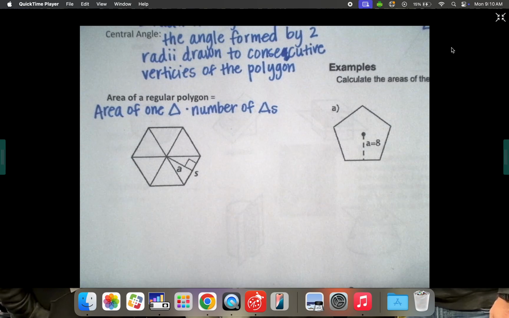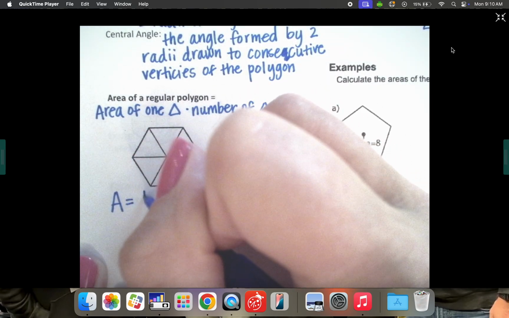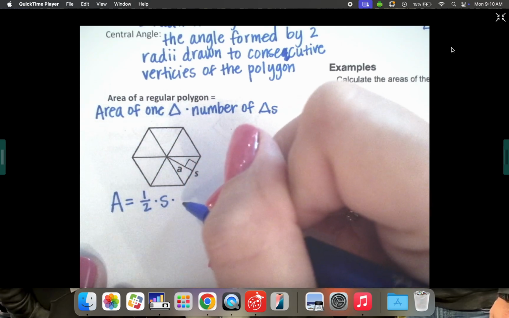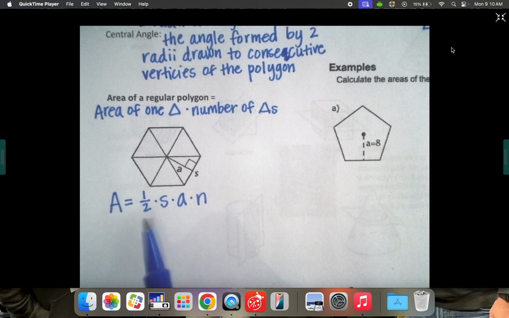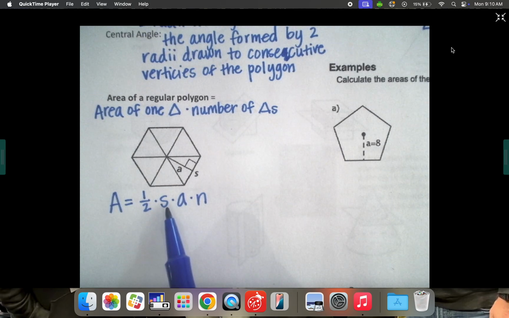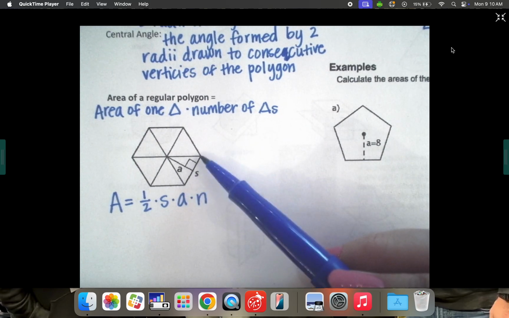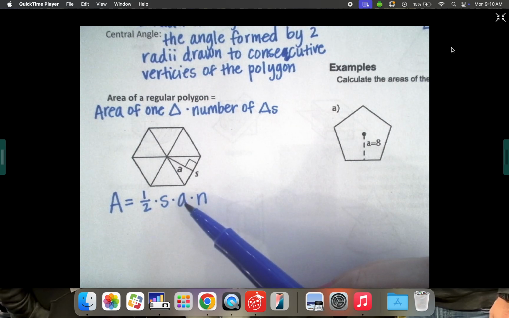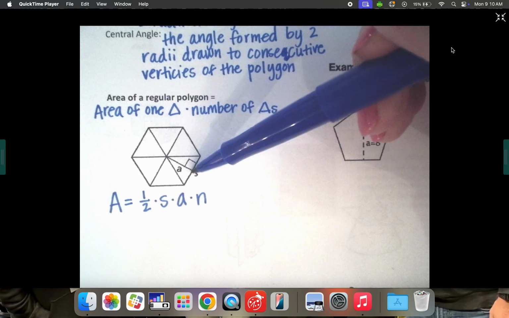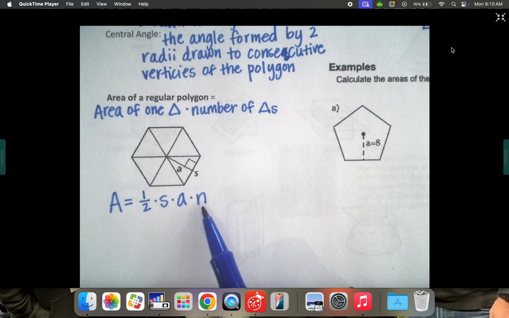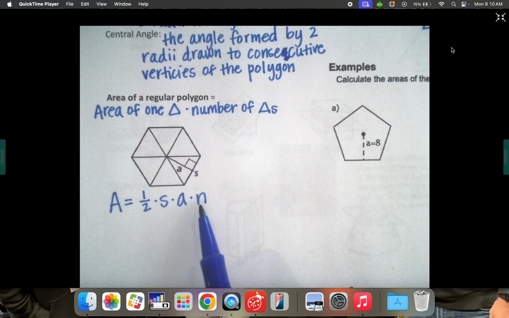So that's how to do it, and here is your actual formula for that. Area equals half times S times A times N. Let me talk you through this. Half, because it's a triangle. S is going to stand for the side length. So if it gives us the length of the side, that's what S is. A is the apothem, or the altitude. So that's how long this is. And then N is the number of sides. So in this one, since it's a hexagon, it would be 6. So if you know what each of these things stand for, you can find the area.